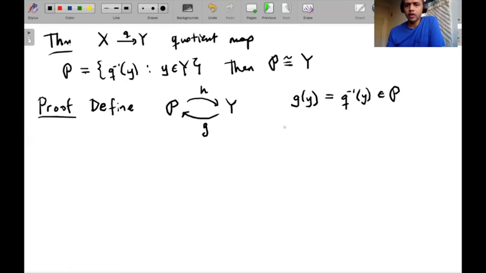And then in the other direction, if we're given an element of P, which all elements of P look like this, Q inverse of some y, we want to get an element of y. Okay, well, there's only one reasonable thing to do, which is just to send this to y. And okay, so we know these are inverses. If you do G and then H, you get back to where you started. So these are clearly inverses.